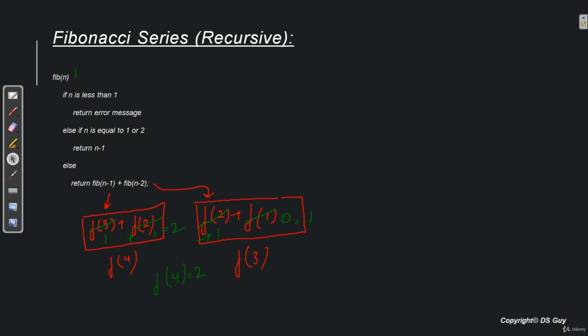So I hope you have understood how to find out a Fibonacci series number using recursive method. So with that, we have successfully solved both the mathematical problems of factorial and Fibonacci using recursive method. Now in the next video, let's talk about some of the common properties of recursive method.